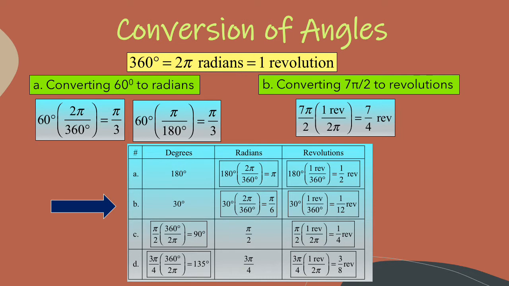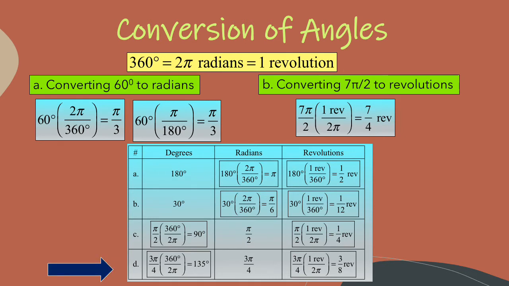To convert pi over 2 radians to degrees, we multiply pi over 2 times 360 over 2 pi, and we get 90 degrees as the pi's cancel out. To change to revolutions, we could either work with the pi over 2 or we could work with the 90 degrees. Working with the pi over 2, we multiply it by 1 revolution over 2 pi. The pi's cancel and we get 1/4 of a revolution.